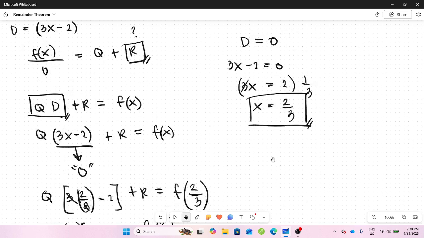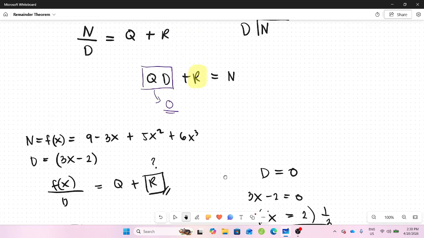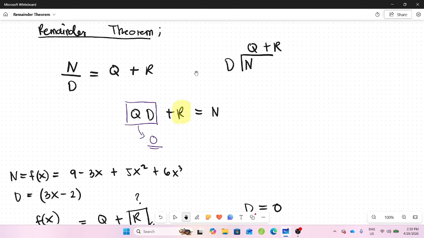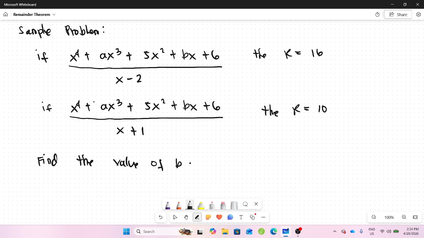And that's it. That's how we use the remainder theorem to solve for the value of the remainder. It's very easy. Okay, so we have here another sample problem.